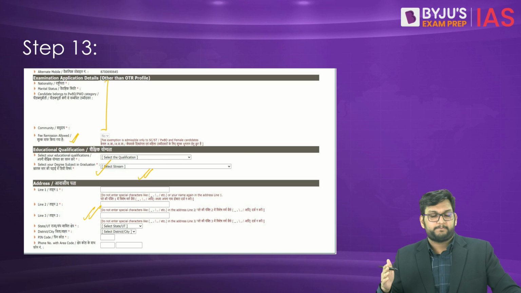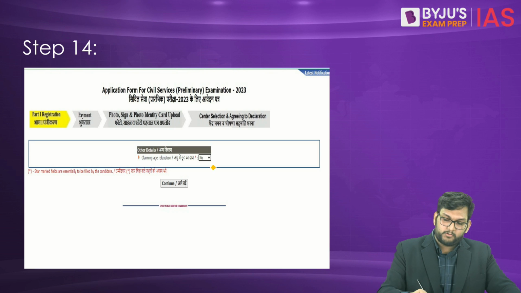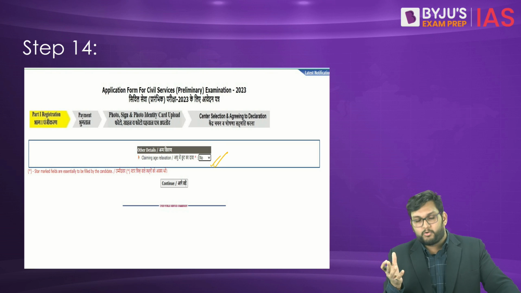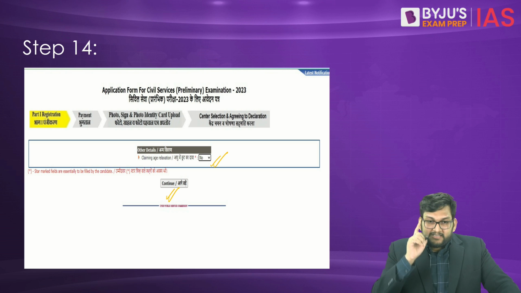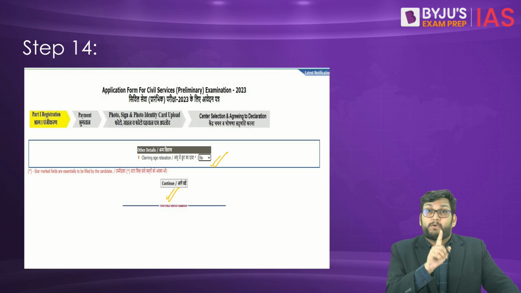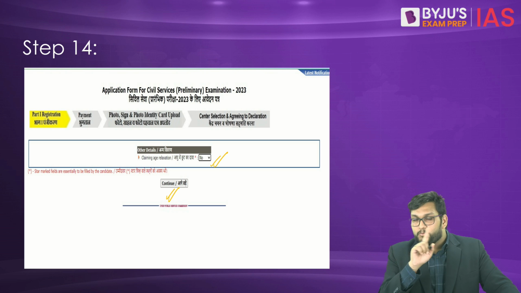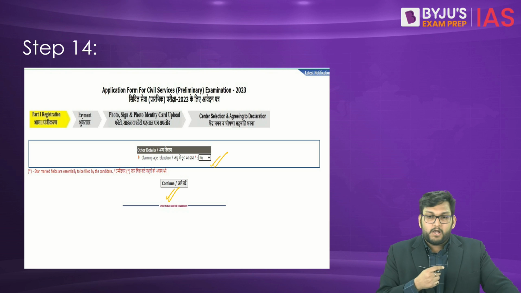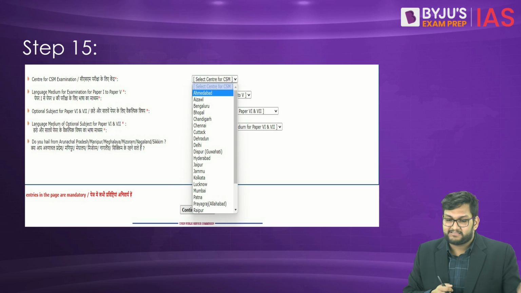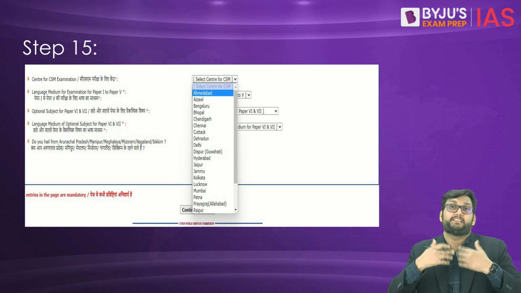Once you fill this up, then they will ask you, are you going for age relaxation? Most unlikely, say no, and then continue. This is the first part of part 1 done. But this is not the most important because this is already filled up for you. What is more important for you is this section which comes after this.